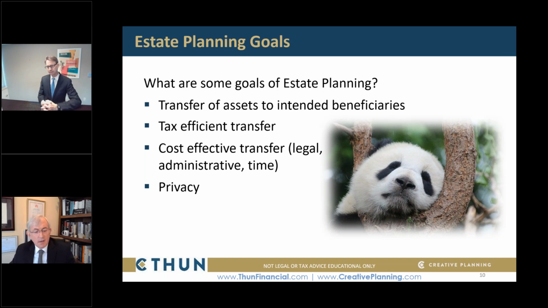The first question really is, well, what are some of the goals of estate planning? Briefly, I think the goal is to be nice and relaxed, like our panda bear friend there. We're trying to transfer our assets to the beneficiaries that we want to receive them. We want to do this as tax efficiently as possible and as cost efficiently as possible. So we want to minimize legal, administrative costs, and in particular, the amount of time it takes for all of this to happen. And then these days, we'd also like as best we can to maintain as much privacy as we can in these affairs.